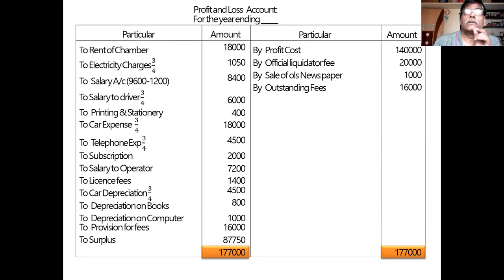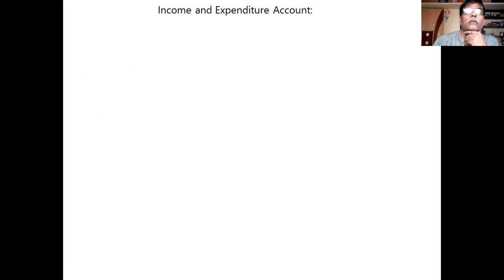In the book, the answer is wrong. You solve like this. Okay. As per the given problem, you have to solve the problem. Remember it. Next, come to the income and expenditure.